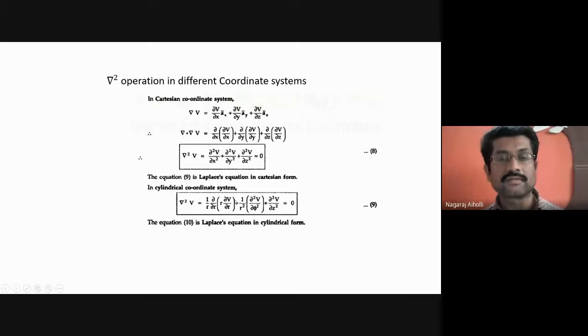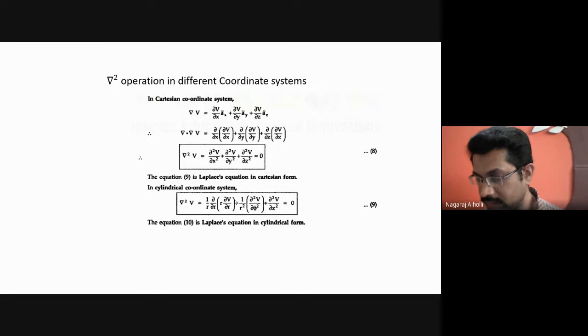Which are the cylindrical coordinates, students? In Cartesian, there are x, y, z coordinates. In the cylindrical system, what are the coordinates? Anybody? First module, try to recollect. Coordinates of Cartesian are x, y, z. Similarly, what are the coordinates of the cylindrical system?